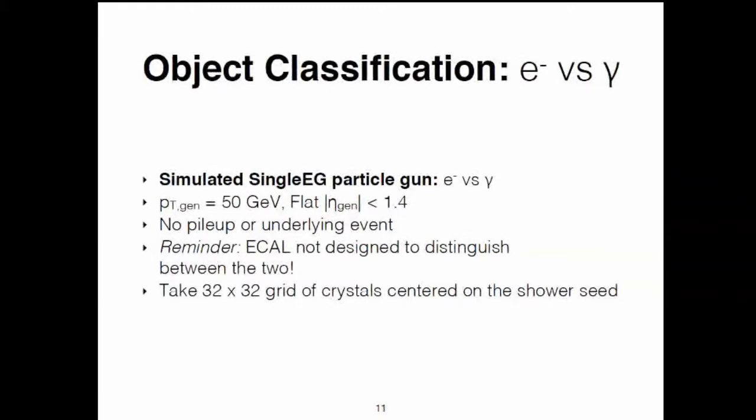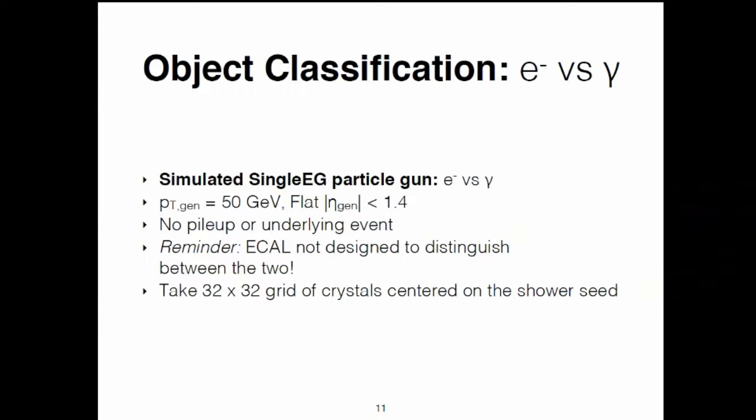Okay? What we tried to discriminate, which was the easiest to implement, is to just distinguish electrons or photons in eCal. For this, we used a sample of fixed pT, 50 GeV, eta less than 1.4, which just makes sure it only hits the barrel. No pileup or underlying event, and as an added reminder, eCal is not designed to distinguish between photon and electron showers. So if we ever find anything, we're picking up a very high order subtle effect.